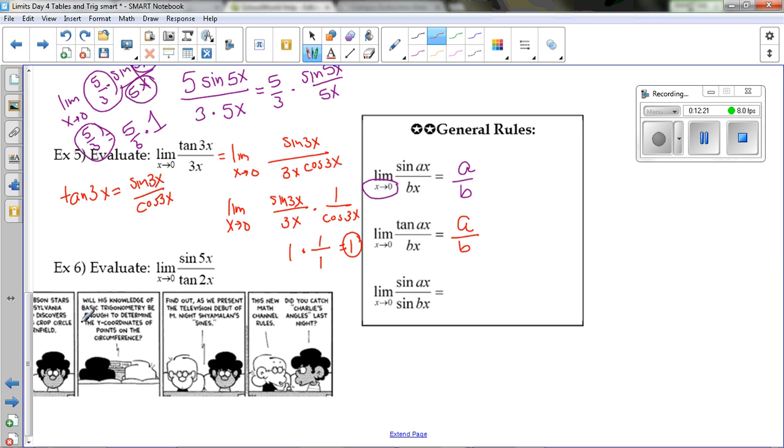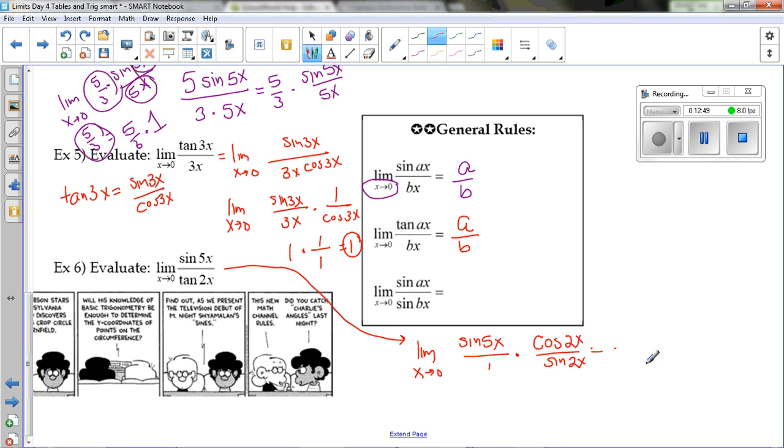All right, so what do I do if I have both? If I have sine 5x over tan 2x, I'm running out of space. I'm going to put this stuff down here. I'm going to rewrite this as the limit as x approaches 0 of sine 5x over 1 times, well, tan 2x is sine 2x over cos 2x, but it's on the bottom, so I'm going to keep, switch, flip and write it as cos 2x over sine 2x.